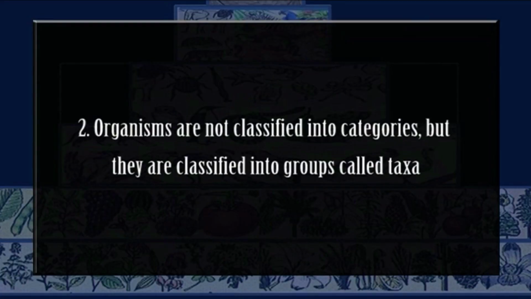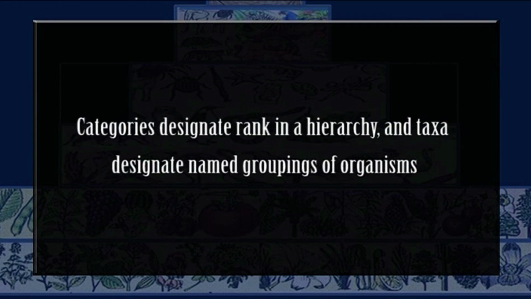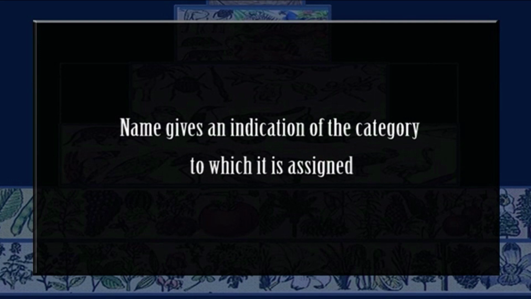The second property is that organisms are not classified into categories, but they are classified into groups called taxa, and the word category only designates the relative position of a taxon in the hierarchy. Therefore, the categories designate rank in a hierarchy and taxa designate named groupings of organisms. The names are assigned to the taxonomic groups in such a way that the name gives an indication of the category to which it is assigned.